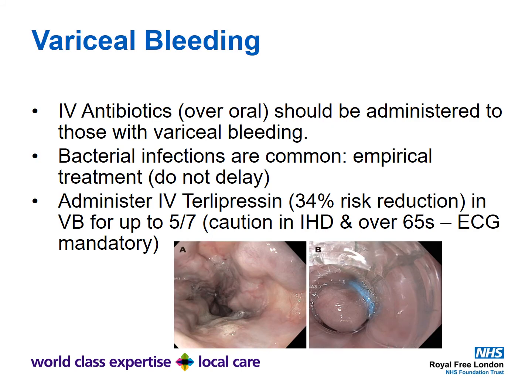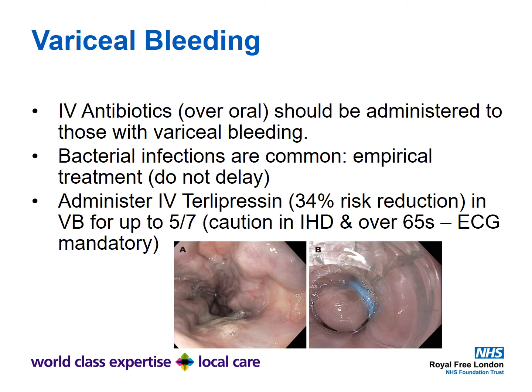So variceal bleed, which I've put in the diagram there, the closest analogy is like varicose veins of the insides, and as you can imagine, these varicose veins are prone to massive amounts of bleeding. So certainly IV antibiotics is the critical mainstay of treatment for variceal bleeding, as well of course to try and stop the bleeding endoscopically.